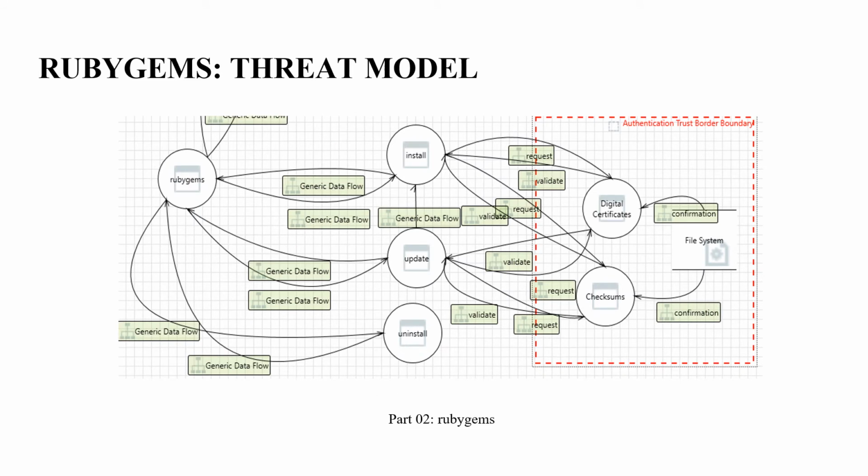This is the second part of the threat model, the second sub-diagram. It includes the functionality related to Rubygems, and we have seen a very large chunk of vulnerabilities exposed from this particular subsystem. Also, most of the security and encryption mechanisms reside in this subsystem, which is why we have included this.